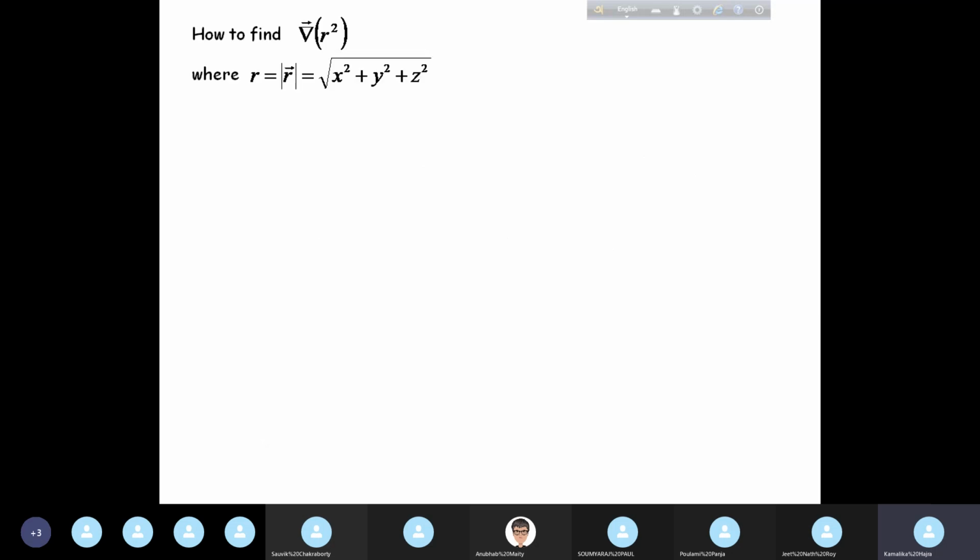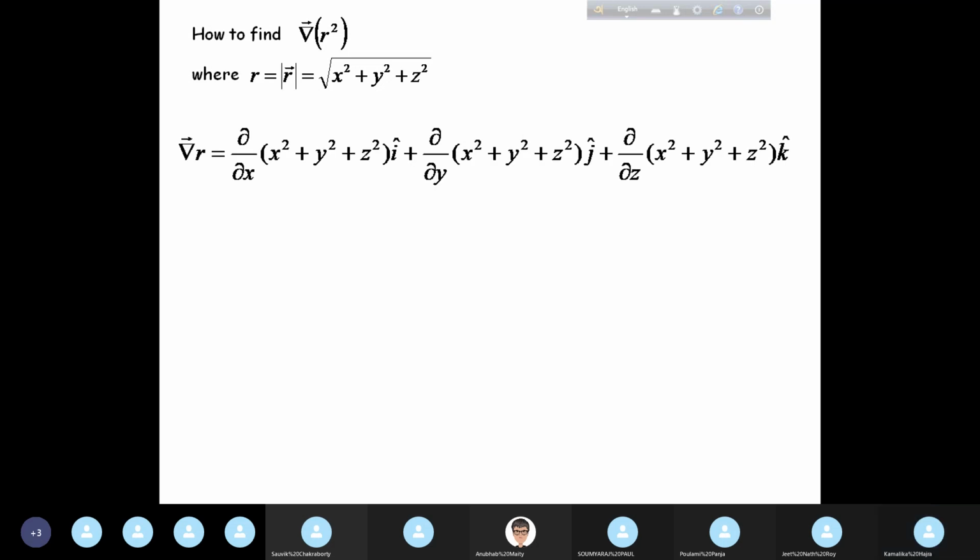Okay, next we'll find out the gradient of r square, where once again r is simply the magnitude of the position vector given by root over x square plus y square plus z square. Okay, so once again, grad r square is del del x of x square plus y square plus z square, i cap, plus del del y of x square plus y square plus z square, j cap, plus del del z of x square plus y square plus z square, k cap.